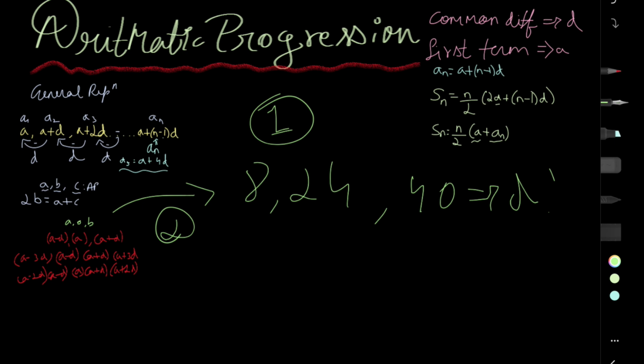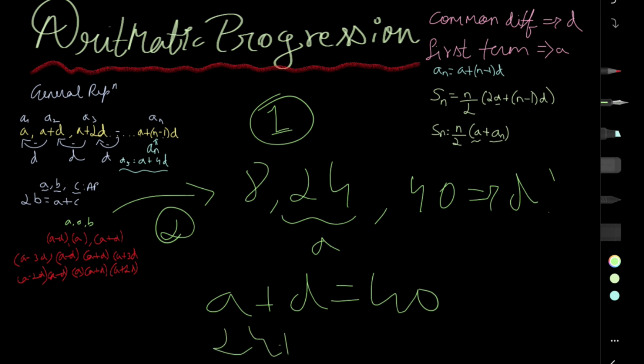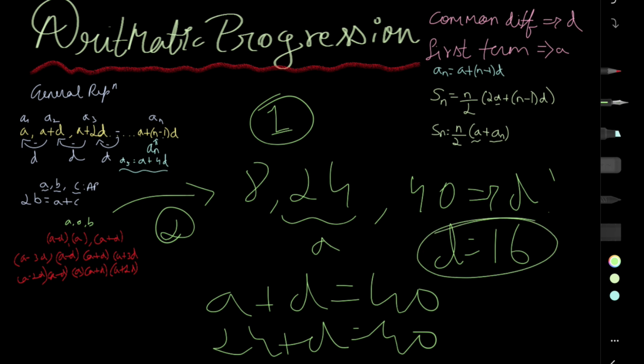Yes. If I am taking a as 24, then a plus d is 40, 24 plus d is 40, then the common difference is 16. Simply I solved it here. That is the logic behind it.